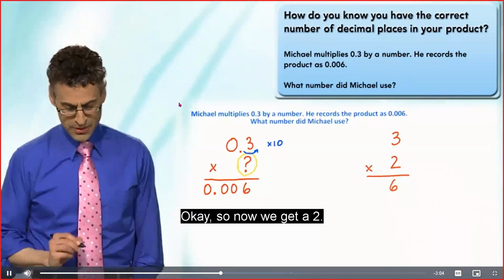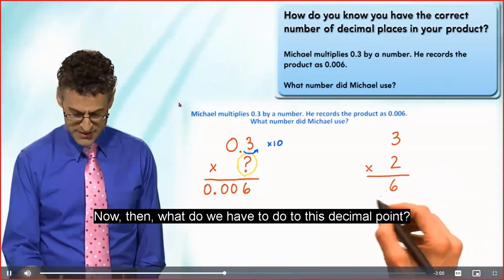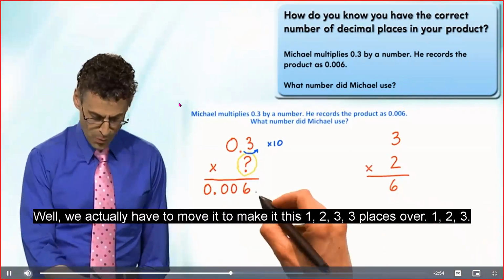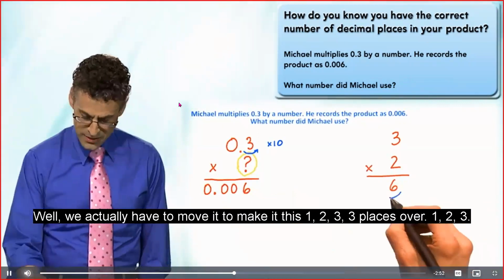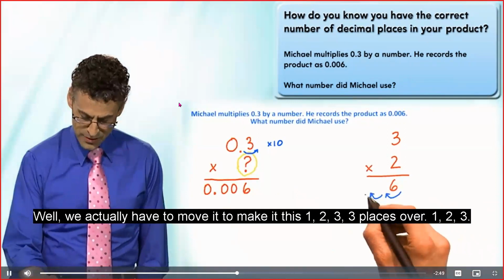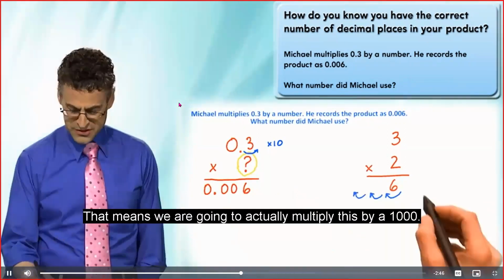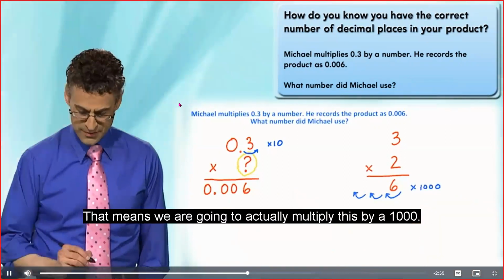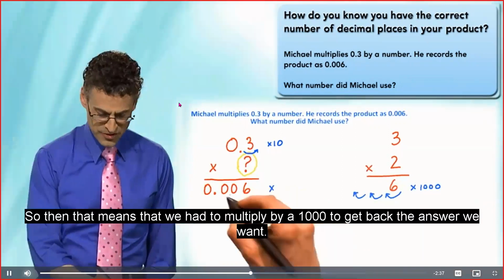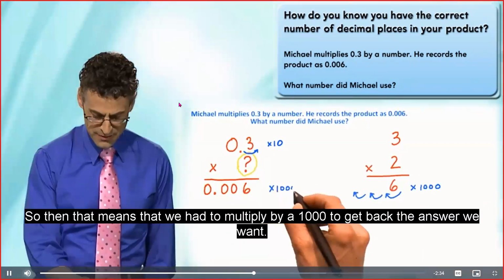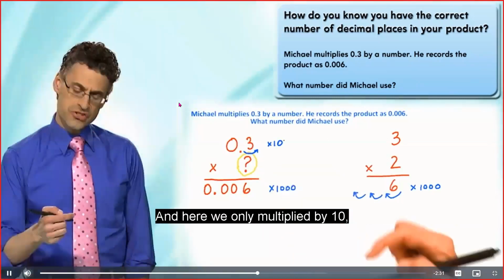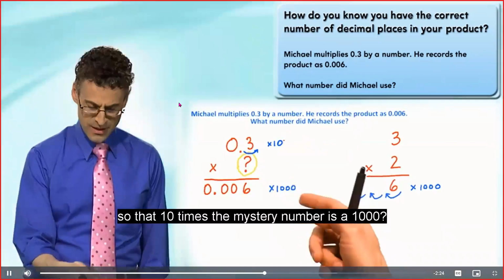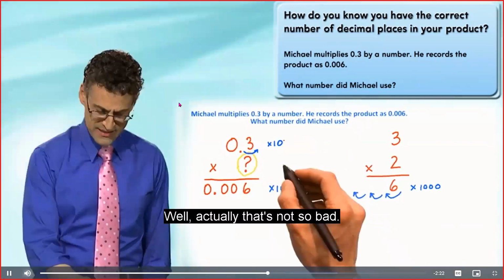Okay, so now we get a 2. Now, what do we have to do to this decimal point? Well, we actually have to move it 1, 2, 3, 3 places over. And how do we do that? That means we're going to multiply by 1,000. So that means we had to multiply by 1,000 to get back the answer we want, and here we only multiplied by 10. So I have to figure out, what do I multiply 10 by so that 10 times the mystery number is 1,000? Well, actually, that's not so bad. That's just 100.